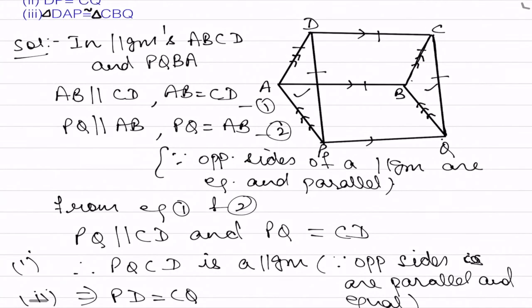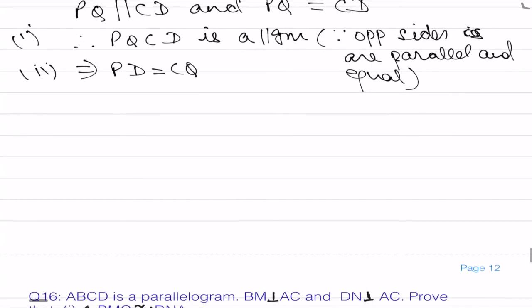Now the last part, we have to prove the congruency of these two triangles. So DAP and CBQ. As we know that ABCD is a parallelogram, so AD is equal to BC. Second, AP is equal to BQ, again opposite sides of a parallelogram. And the third we have already proved, DP is equal to CQ. So all the three sides are equal. That means these two triangles will be congruent by SSS axiom.